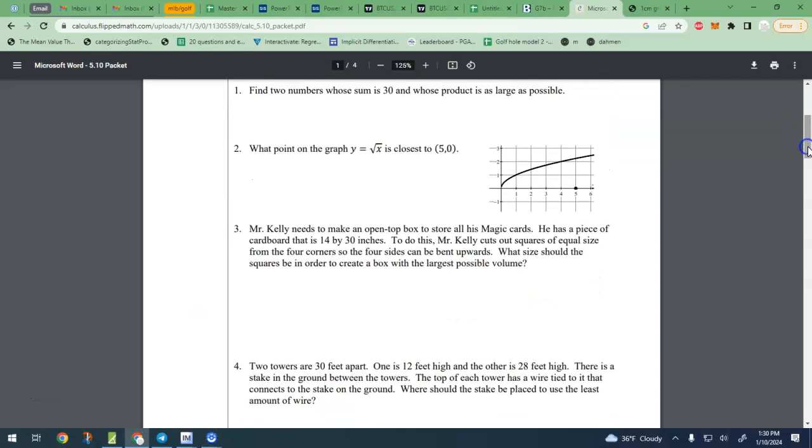Second one. One point on the graph y equals the square root of x. This is y equals the square root of x. It's closest to the point (5, 0). So the closest distance is perpendicular, I think, right? So it's probably somewhere around there.